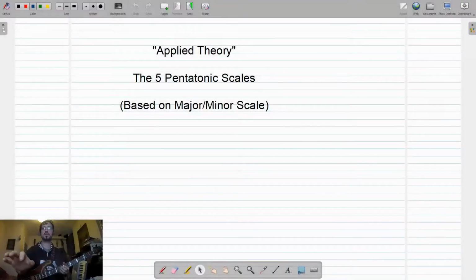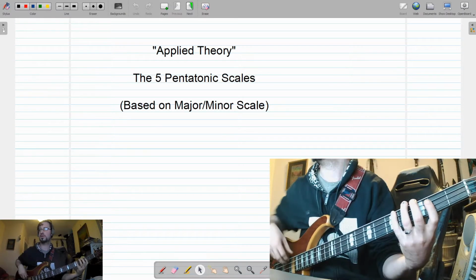So here we are at the beginning of episode 3 of Applied Theory, and we're looking at the pentatonic scales, which are basically, as in the previous video, towards about halfway through we discussed the major scale. So in this example it would be in G.